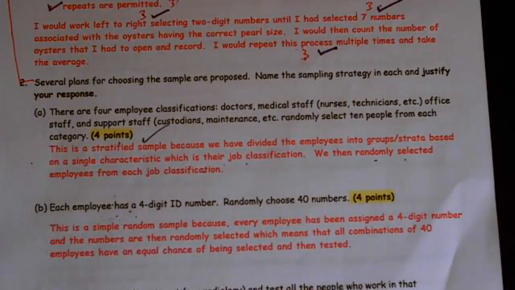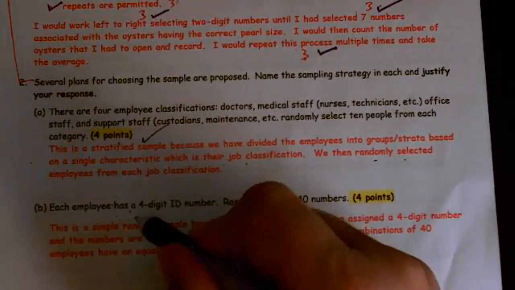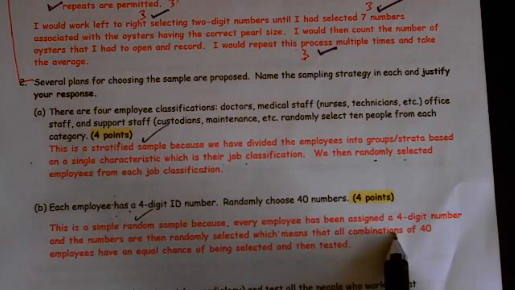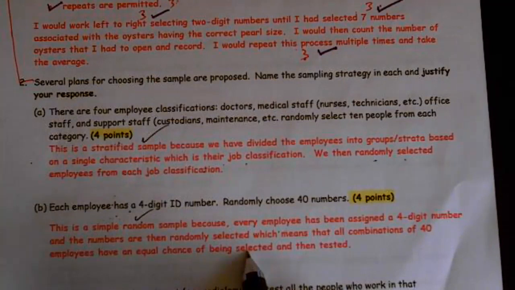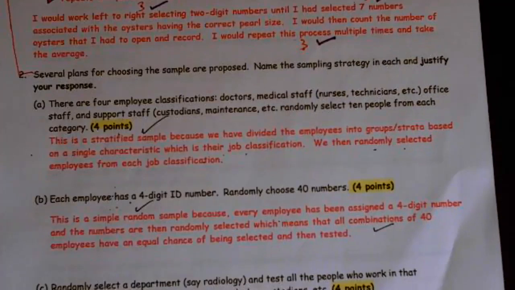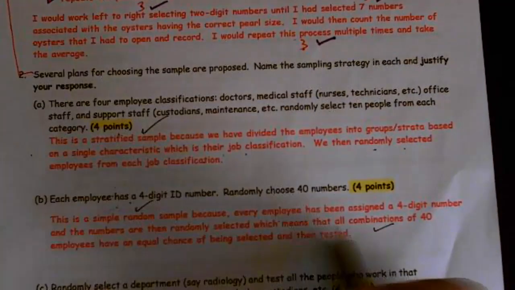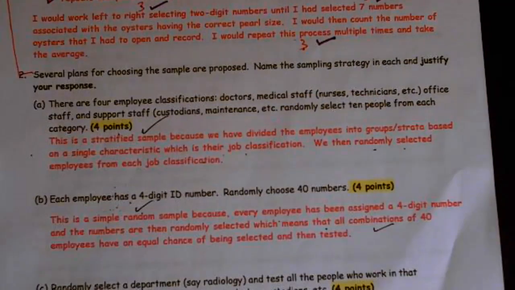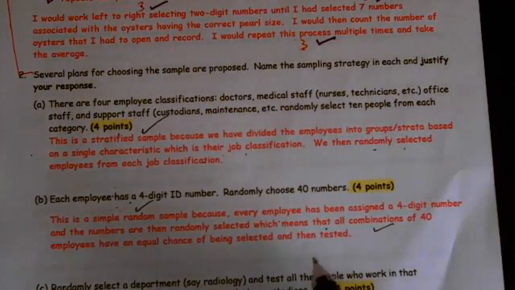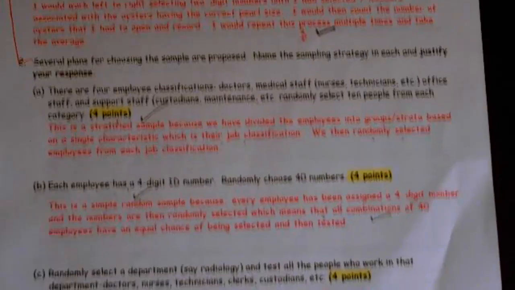Now, it didn't say this, but this is a random sample because, and everyone got this part, every employee has been assigned a 4-digit number, and the numbers are randomly selected, which means all combinations of 40 employees have equal chance of being selected. We need to know it's not that each employee has the same, because that's true with all of these sampling types. It's that all combinations have an equal chance of being selected. So we had to have both of these in order to receive the 4 points.